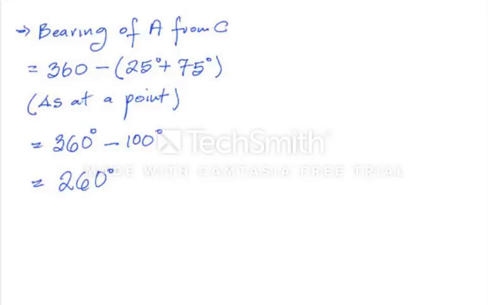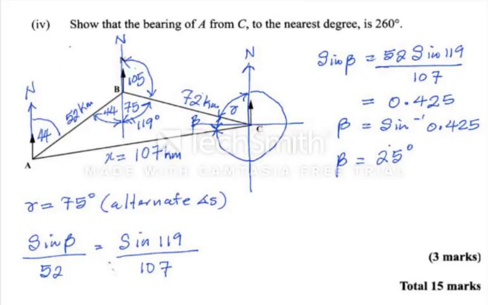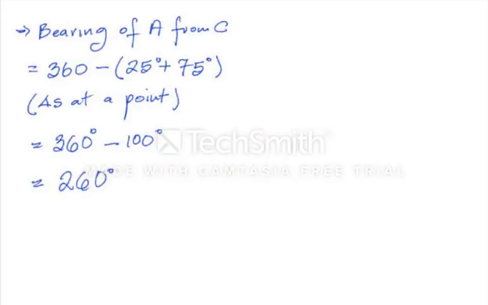So essentially, that brings us to the end of the question, because we were asked to show that the bearing of A from C to the nearest degree is 260 degrees. All right, which you just did. The bearing of A from C is 260 degrees.